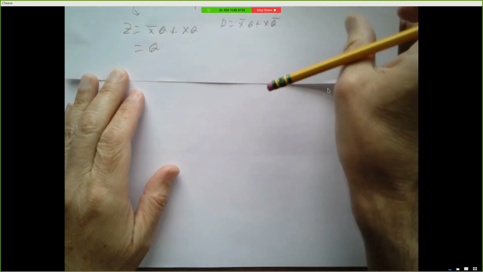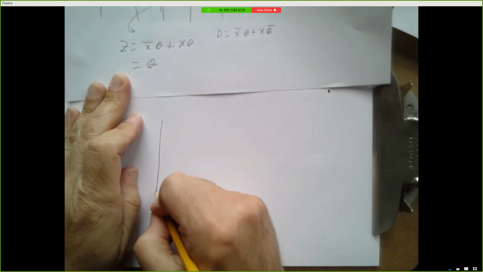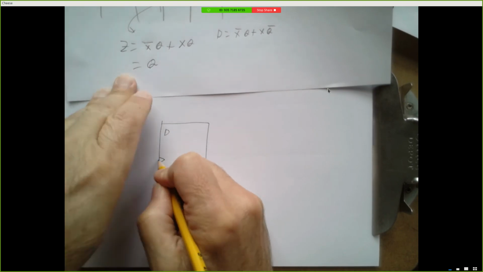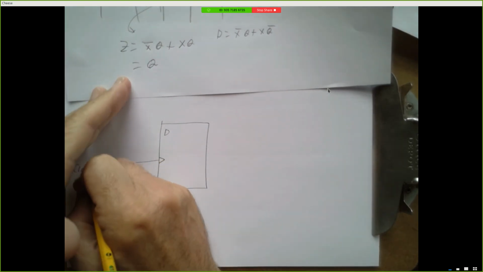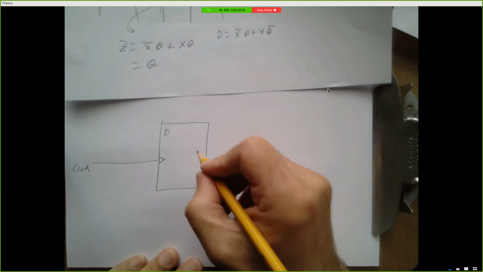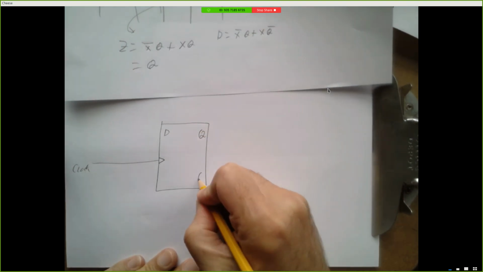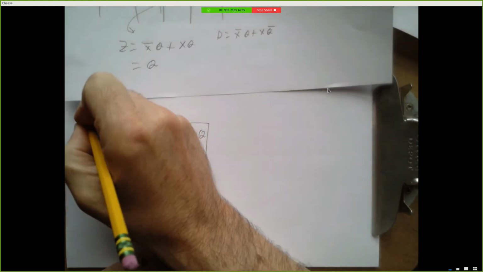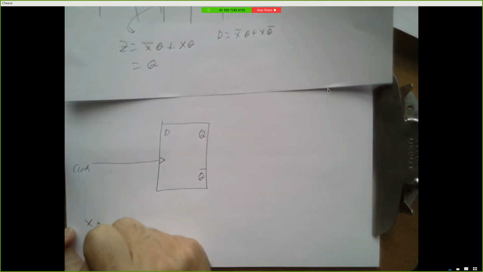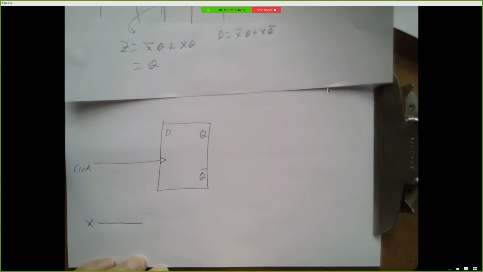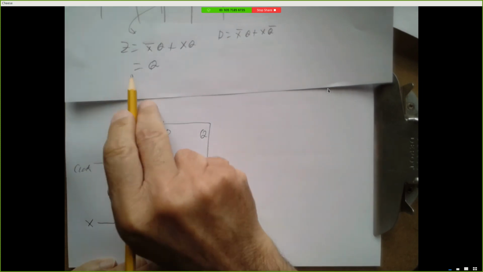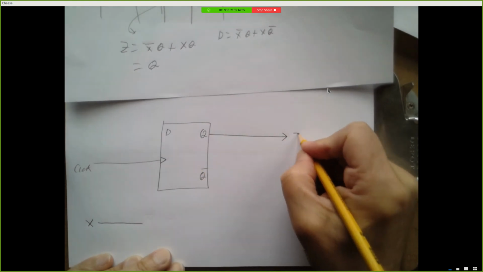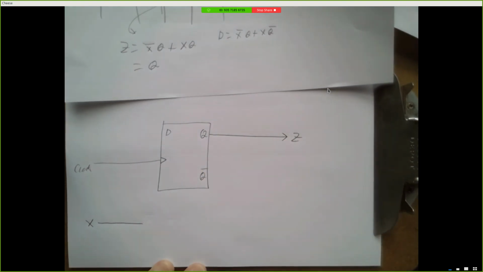So what does our circuit look like? We have a D flip-flop. It has a clock input, which is just fed from a clock, some external signal. It has a Q output, and it also has a Q bar output, which we can take advantage of. And we have an input X coming into the system. And so Z is just equal to Q. So we can take this and send that to Z. That's the output of our system.